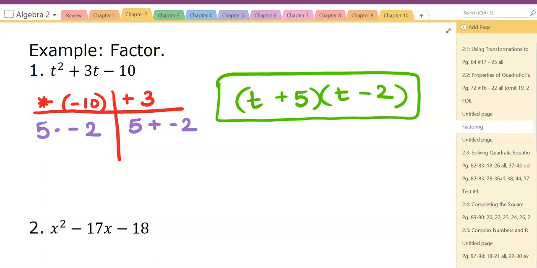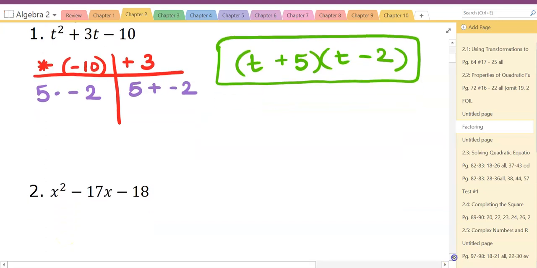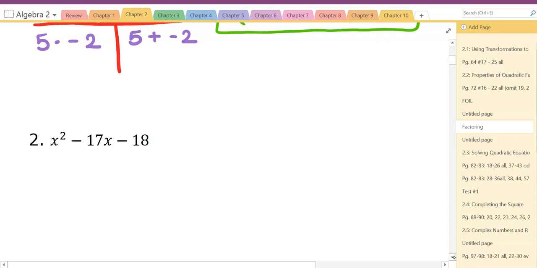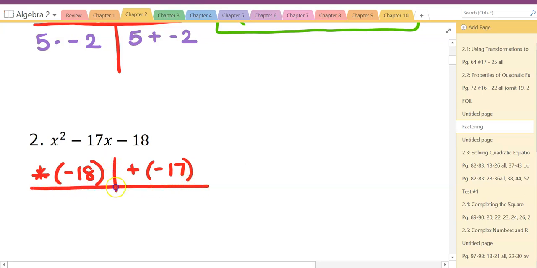So let's take a look at number 2. x squared minus 17x minus 18. I'm going to set it up the same way that I did the last one. I'm going to make my little table here. I need to multiply to a negative 18, and I need to add to a negative 17. So it's always multiply to the last number, add to the middle number, whatever that is.